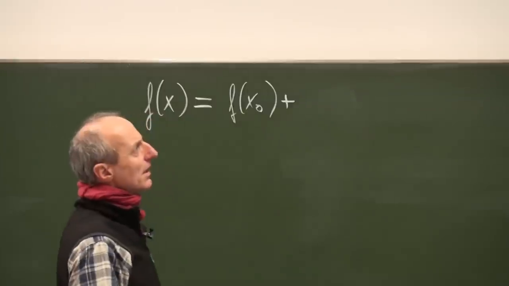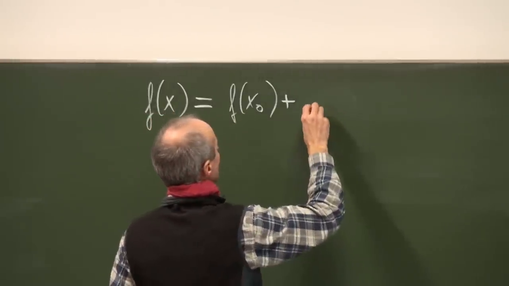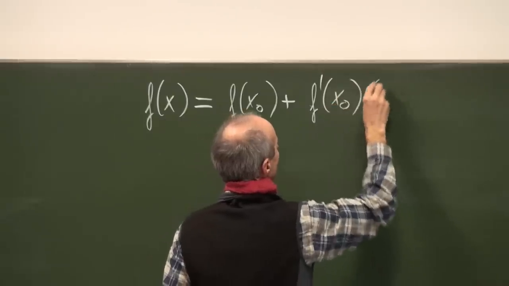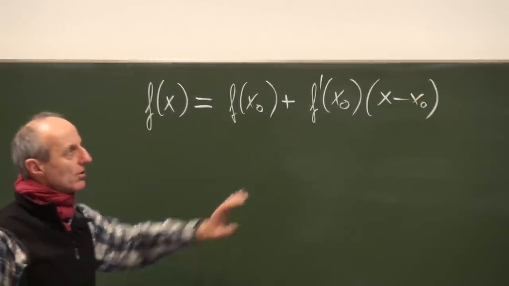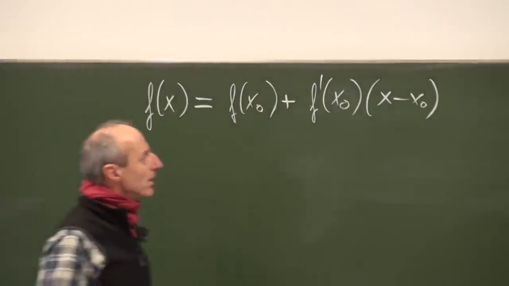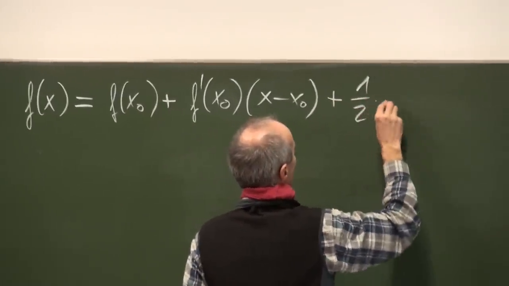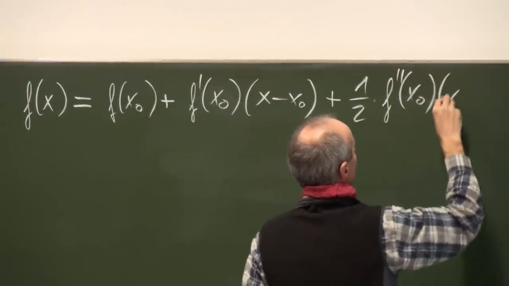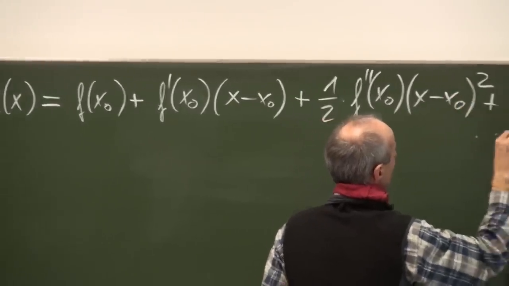Suppose all this holds, then we have f of x0 plus, what is the next? We get the first derivative, f prime of x0 times x minus x0. So this is the first order term, plus, and now the second order term, 1/2 times the second derivative at x0 times x minus x0 squared, plus, and so on.